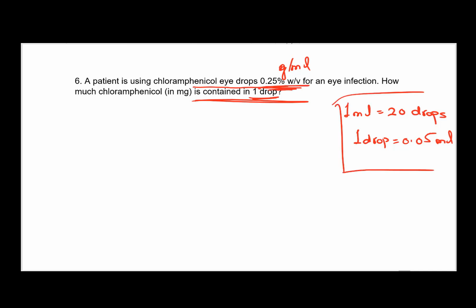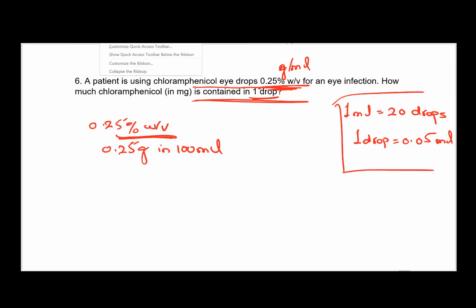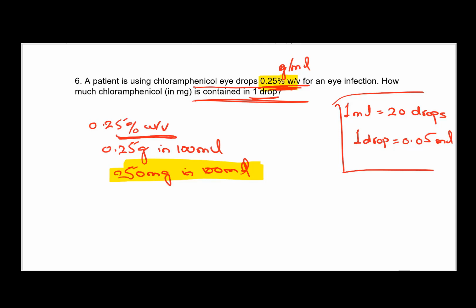We have been given the percentage here, so 0.25% weight by volume means 0.25 grams in 100 mils. Okay, that's what this means. Or if you want to convert these grams into milligrams, that will be going from a bigger unit to a smaller unit. The decimal should move towards right by 3 places, everybody. So that will be 250 milligrams. Right? So this is the information I have got from this.